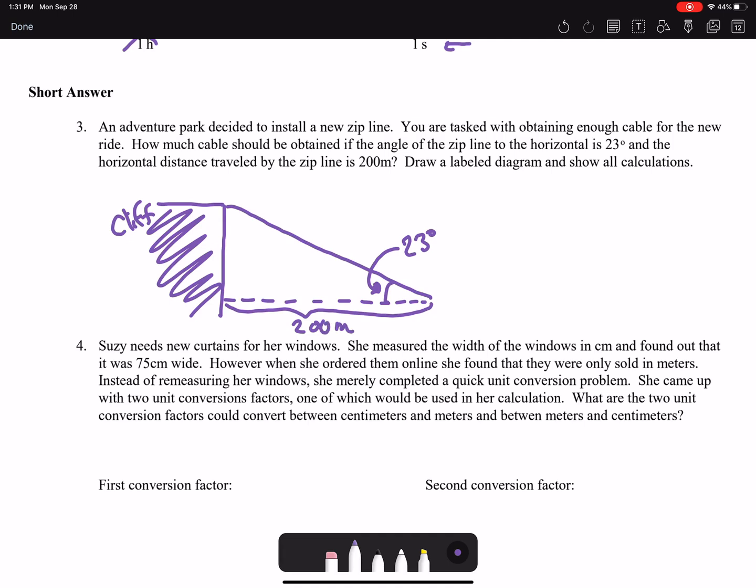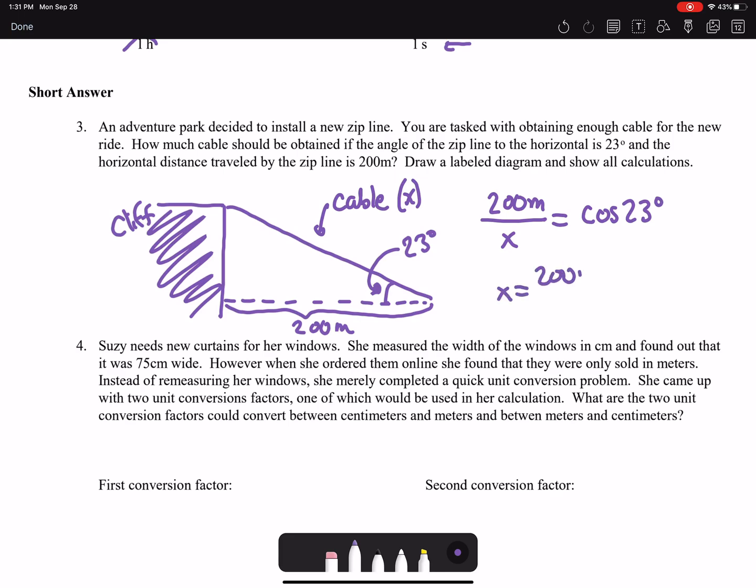And we want to know what the length of the cable should be. This is the cable up here, right? Okay, so that will be our x, what we're trying to find. So we know that, because of our trig stuff from our reference tables, 200 meters over x is equal to the cosine of 23 degrees. And if we solve for x, we find that it's 200 meters over the cosine of 23 degrees.